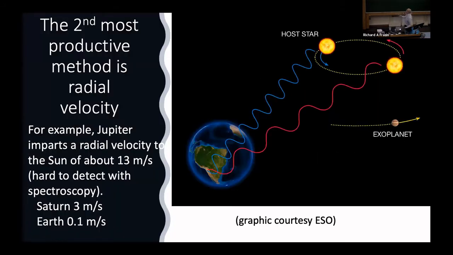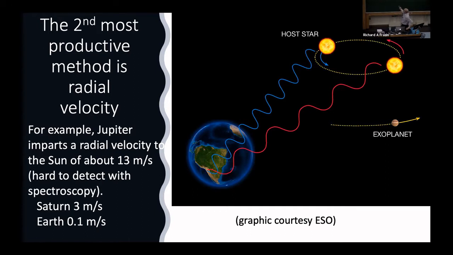And then the radial velocity method, the basic idea is that the planet pulls on the star as it goes around it. And so to give you a little perspective, the redshift that Jupiter imparts to the sun is only about 13 meters per second. And that is a very difficult measurement in high resolution spectroscopy. It's possible, but not easy. And then looking at Saturn, that's only 3 meters per second. And that is really pushing things very hard.